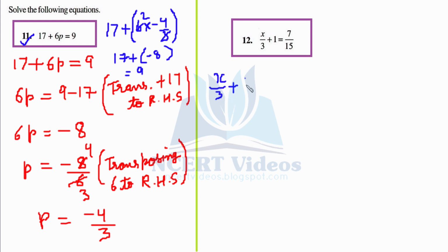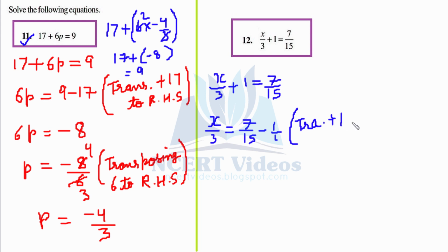First of all, we would write the equation as given to us. In the next step, we will transpose positive 1. x over 3 equals 7 over 15 minus of 1. Understood, it is 1 in denominator. And the reason is transposing positive of 1 to right hand side, RHS.